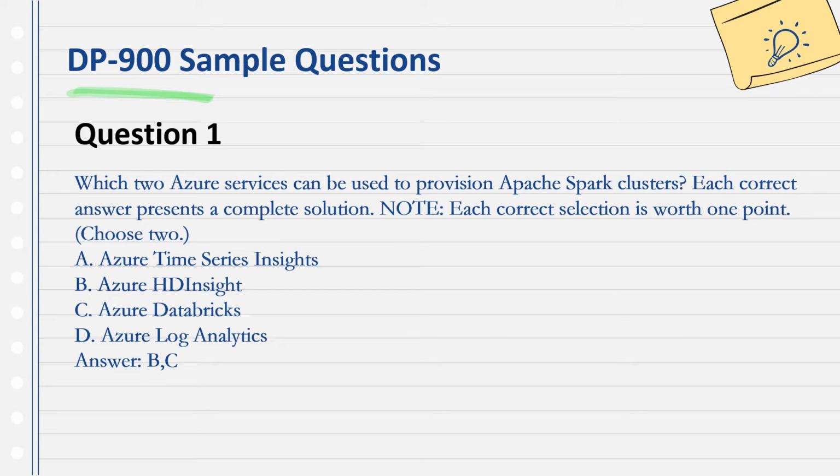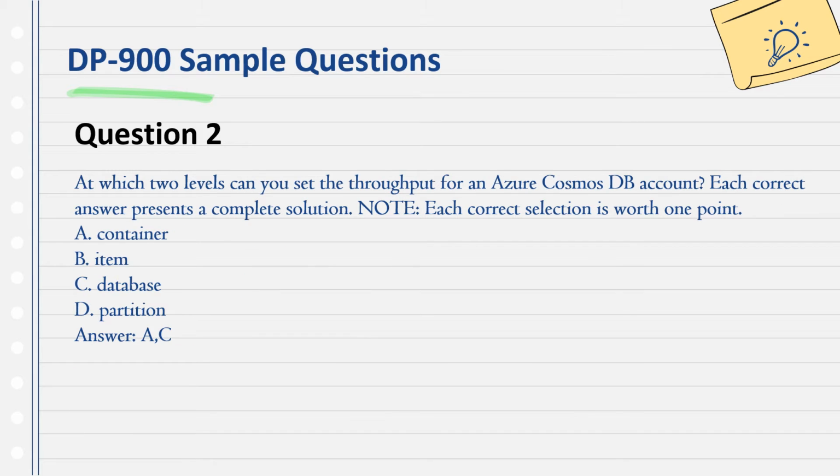Question 1. Which two Azure services can be used to provision Apache Spark clusters? Each correct answer presents a complete solution. Note: each correct selection is worth 1 point. Choose 2. A. Azure Time Series Insights. B. Azure HDInsight. C. Azure Databricks. D. Azure Log Analytics. Answer: B, C.